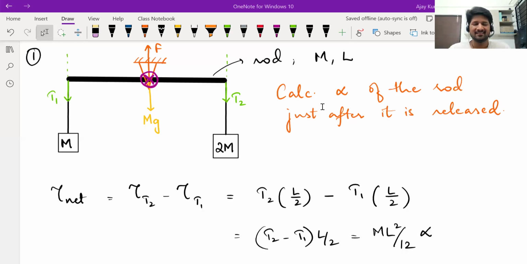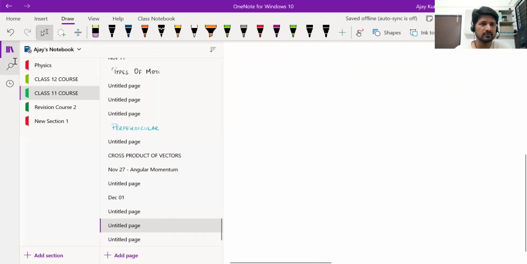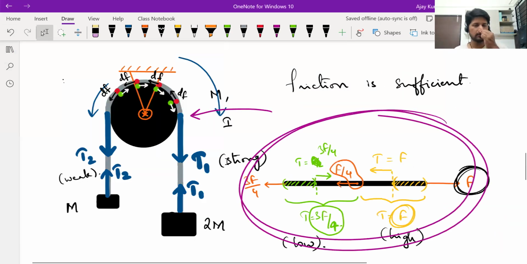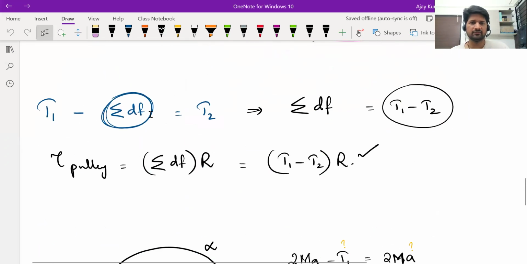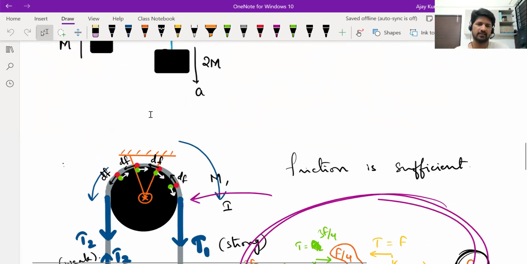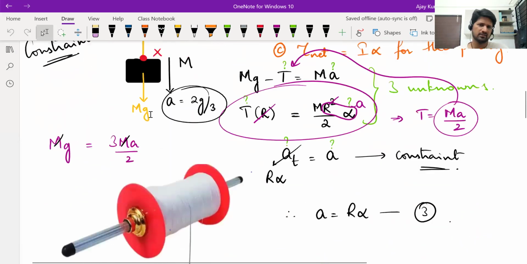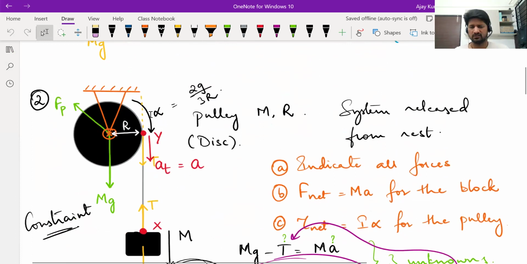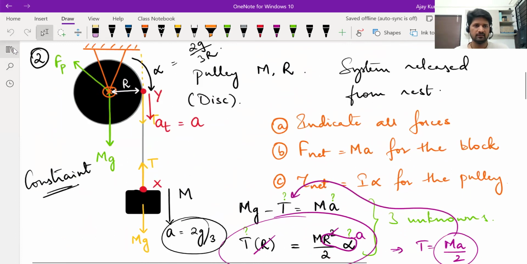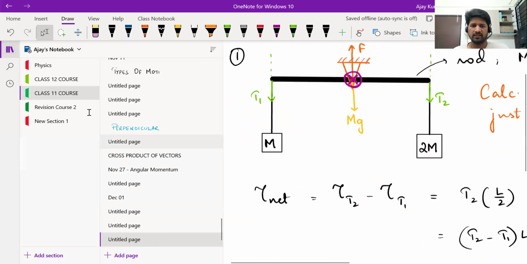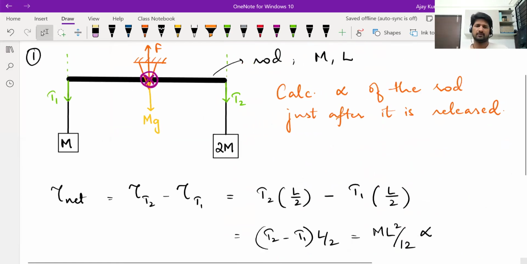See, last class also we solved some problems based on this. So basically, as this system moves, the disk rotates, the pulley rotates, but the blocks execute translational motion. So we write F net equal to MA for the blocks and tau net equal to I alpha for the disk. In all the questions that we discussed in last class, the second and third questions, that is what we did. So for objects that undergo translation, we'll have to write F net equal to MA. Otherwise we won't have enough equations to solve this problem.